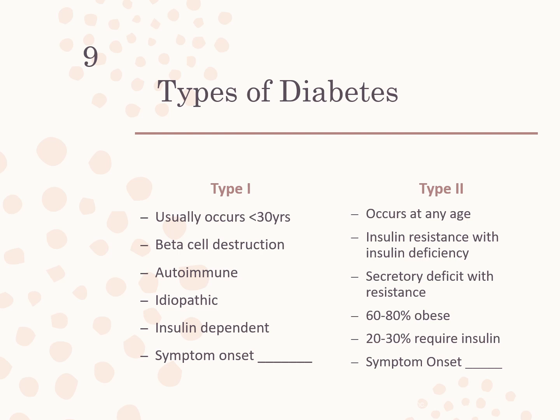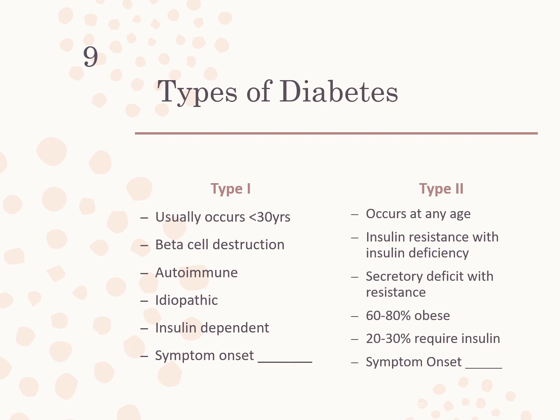All right, on to type 2s. These are patients who have cells that don't respond very well to the body's own insulin. They're just numb to it. They've had enough of it. So we say that they are the insulin resistant type of diabetic.